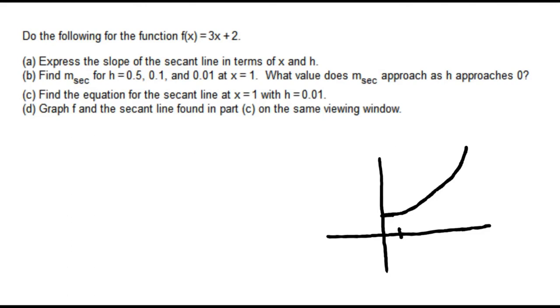So I'm going to let x be the first point, and then the second point will be a little bit further down. And we'll say that little bit further down is the amount of h. We would take 2 points on that curve that are associated with that x and h and connect them with a straight line. That straight line is the secant line. So this is the secant line.